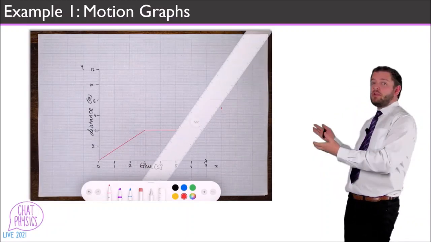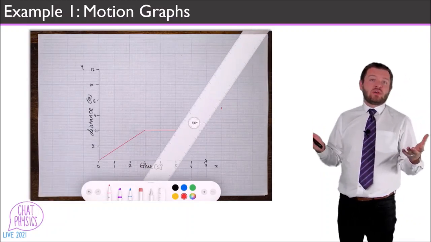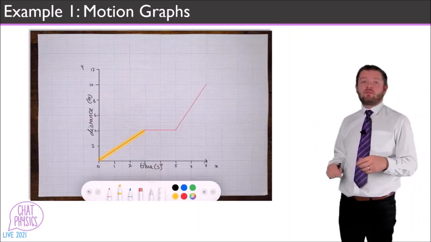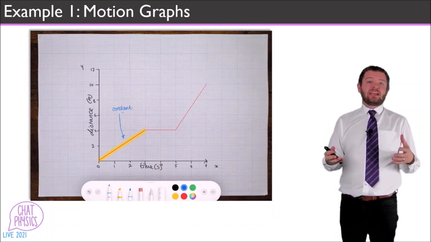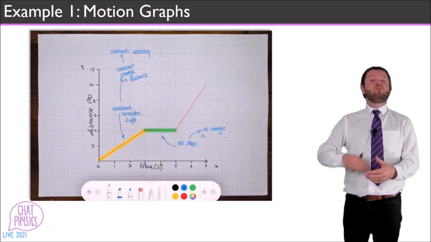I then model three common lines students find on a motion graph, specifically here a distance-time graph. We then go through each line individually, adding annotations to describe what they look like and what they represent.